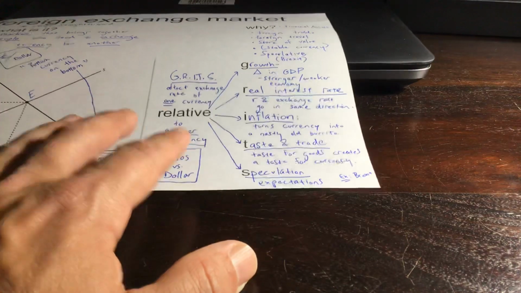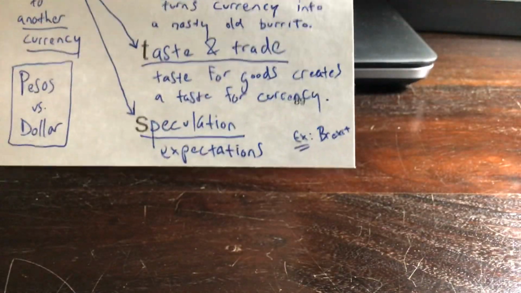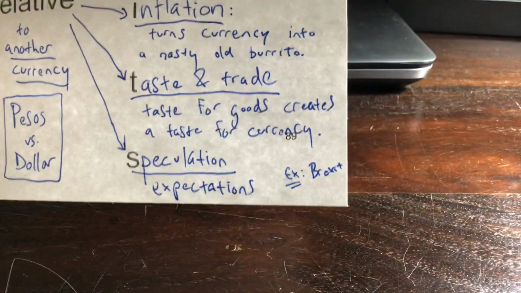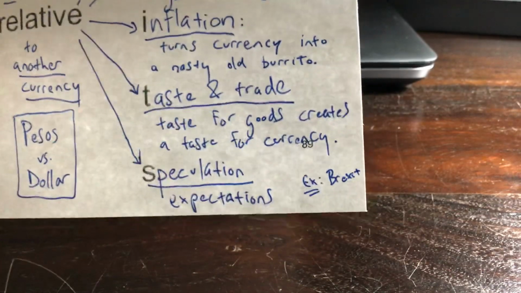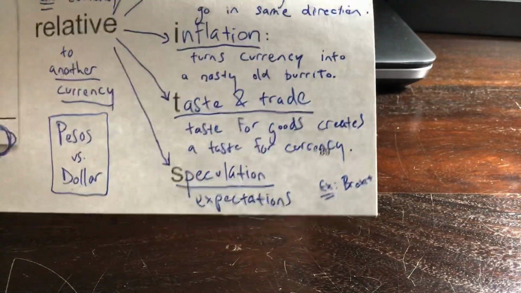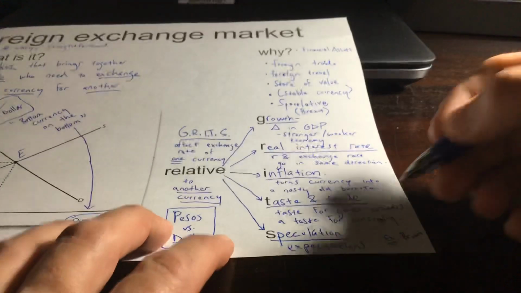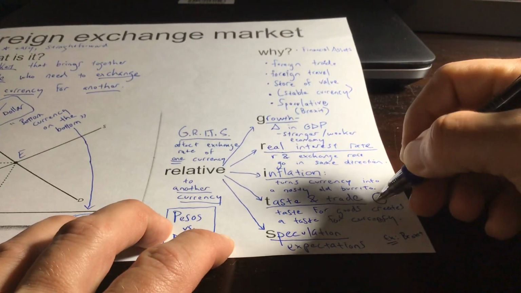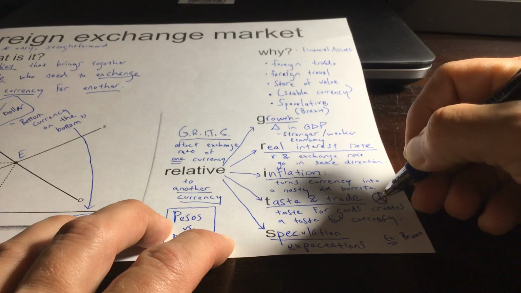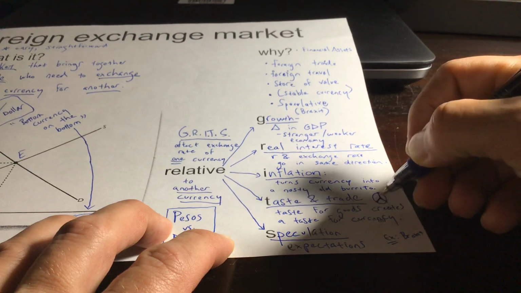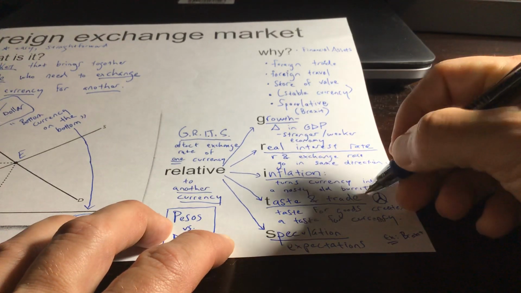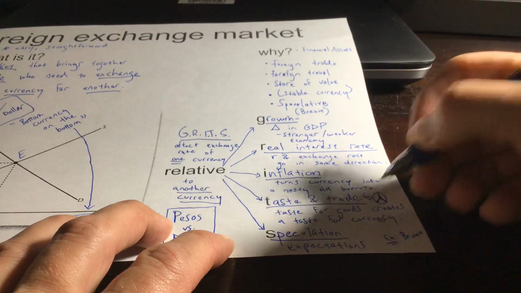My example of that is Brexit. If you're going to speculate on what's going to happen with Brexit, okay, then you might want to buy some euros if you think it's going to help the euro. If you think it's going to go badly, maybe you don't want euros, all right? Under taste and trade, I'm going to put a Mercedes symbol for Mercedes cars because you would want some euros to buy Mercedes with. There's my example for taste and trade.